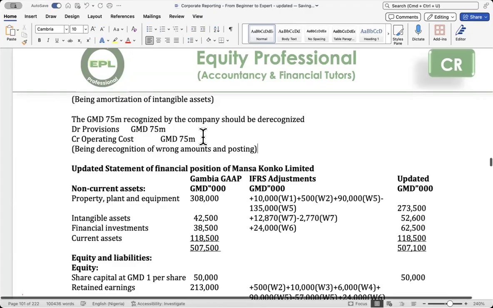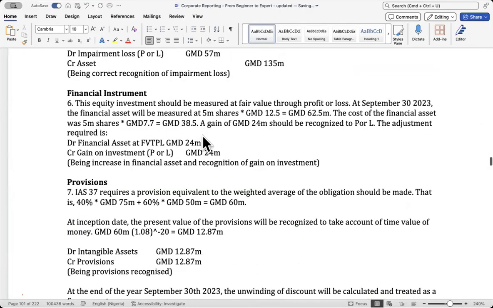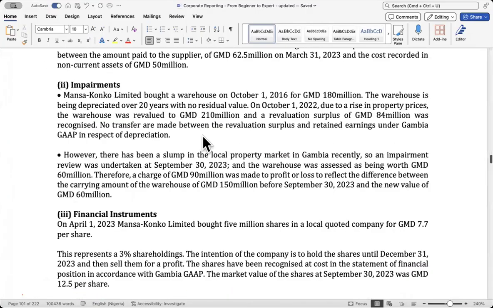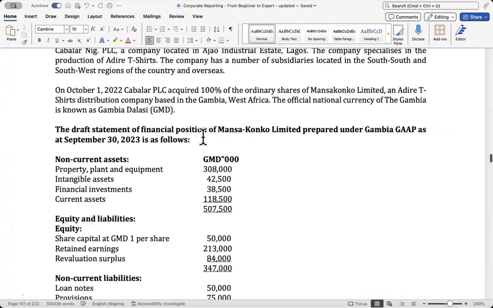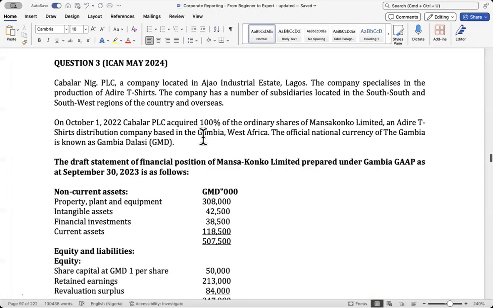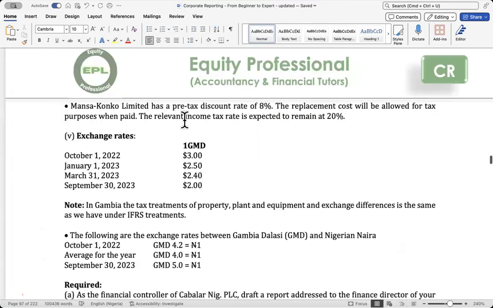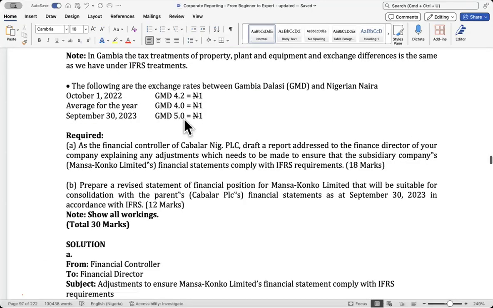Okay. And that is all for the adjustments. That is all. That's 18 marks for you. If you are good with all of these things, I mean, as an accountant, you guys are going to be an accountant, so you have to be good with all of these things now. You need to practice these things.